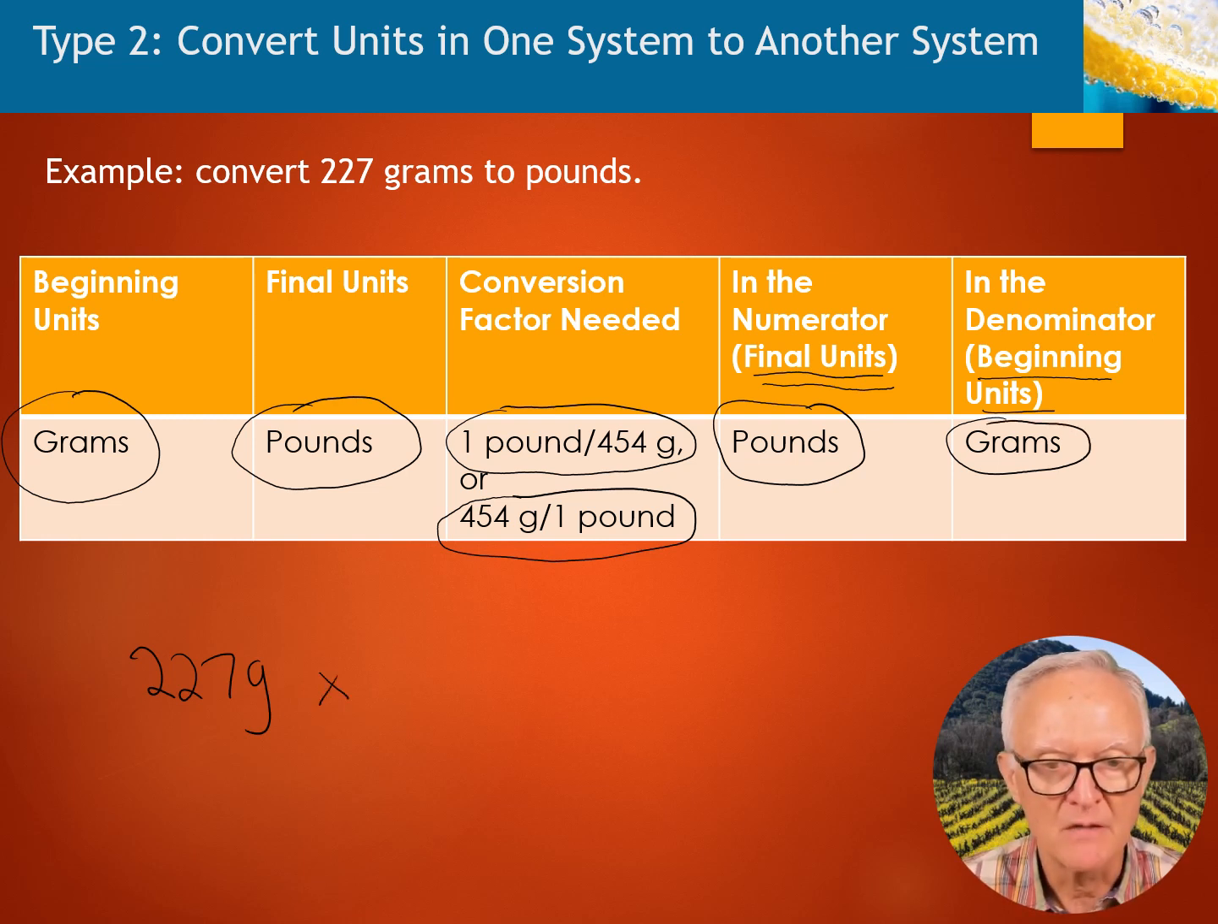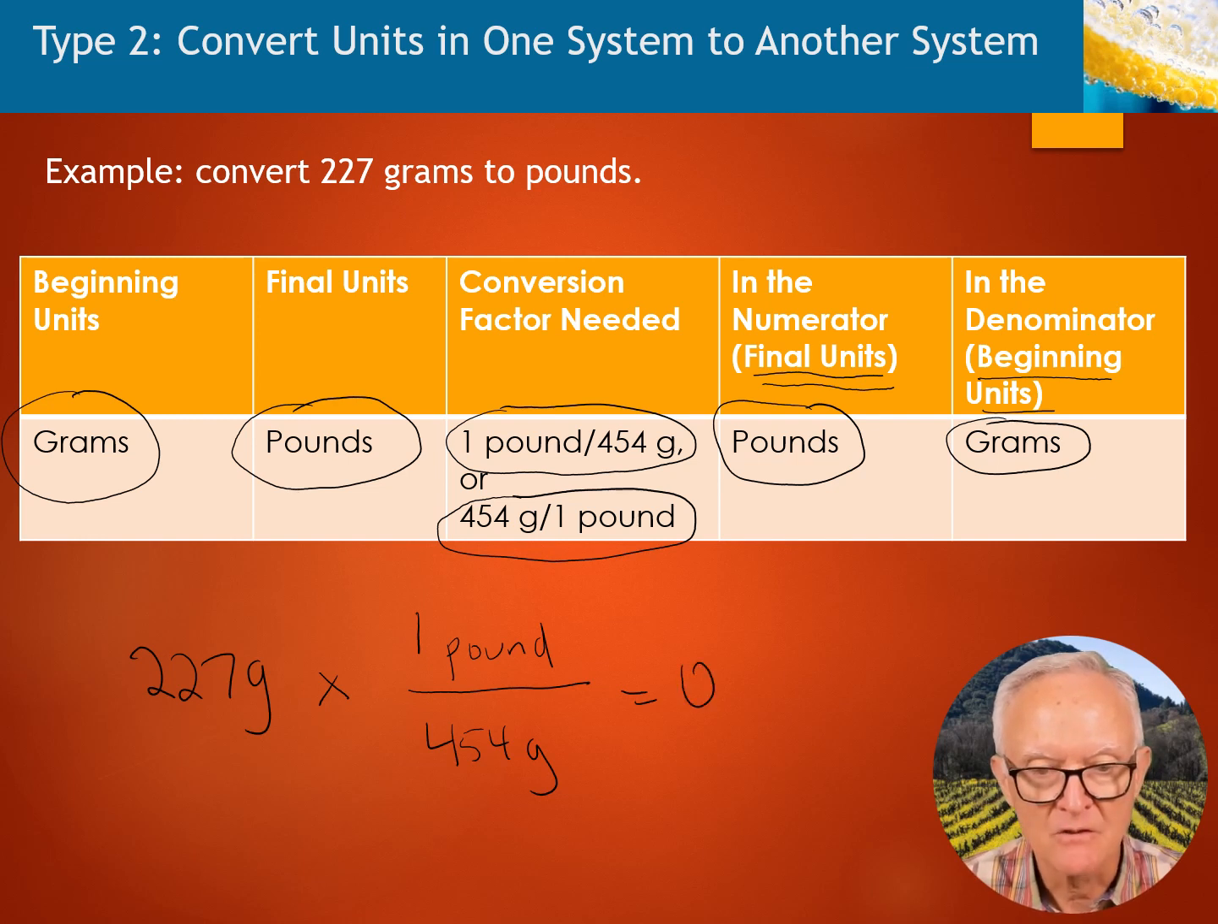So we know then we write pounds in the numerator, so we will write our conversion factor as 1 pound over 454 grams. We do the math, and we get 0.5 pounds. You can check the math for me if you'd like, but we know that grams cancel here and here. All right, grams cancel in each case, and we're left with pounds as our unit.